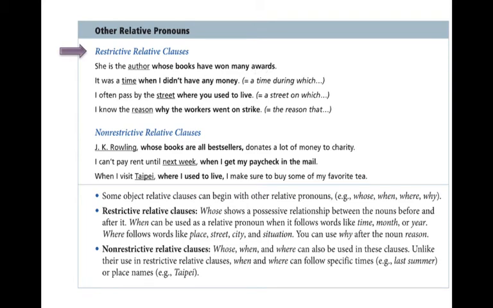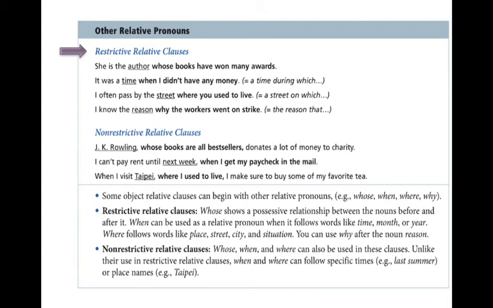Second example, it was a time when I didn't have any money. Here we have a relative adverb that begins the relative clause. Subject I, verb didn't have, object any money. And it means during a particular period of time. It means the same as it was a time during which I didn't have any money. I didn't have any money during that time.